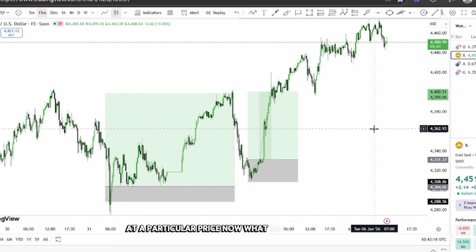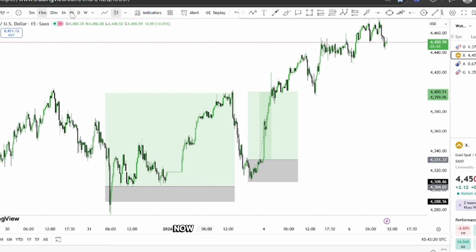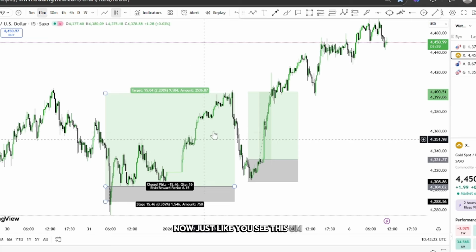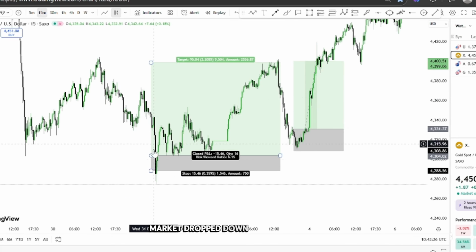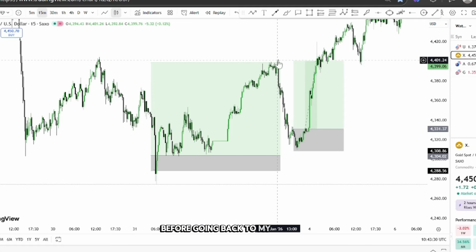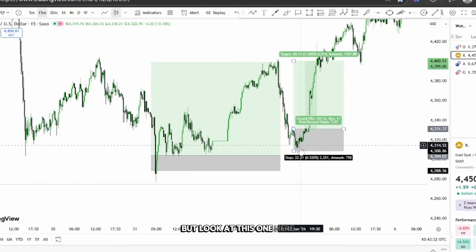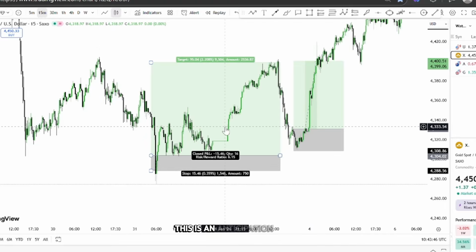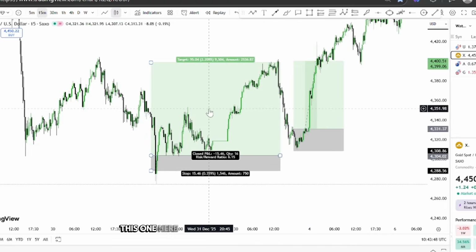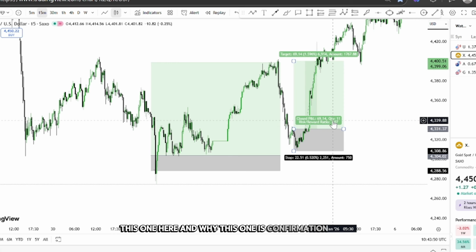Now, what am I trying to say? Just like you see this setup here, the market dropped down and kissed the SL before going back in my direction. But look at this one here. The market dropped into this level. It did not touch my SL. It started going up all the way. This one here is an anticipation entry, and this other one is a confirmation entry.